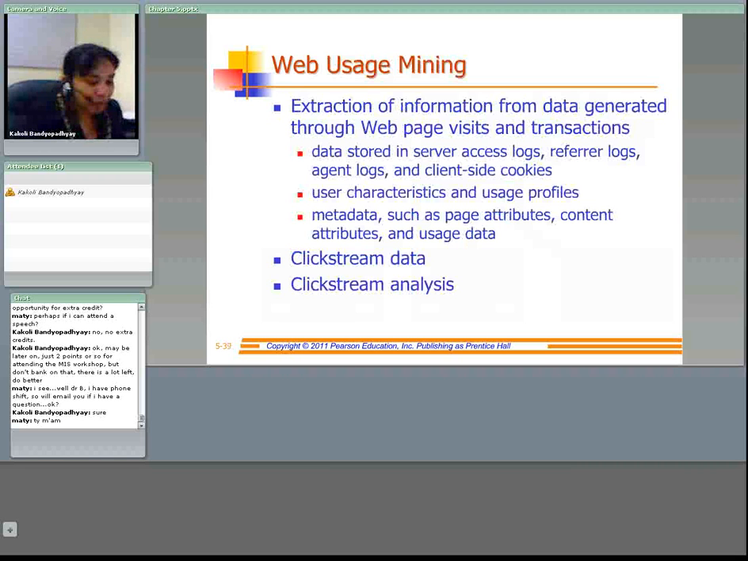Remember, we were talking about the three types of data that are generated through web page visits. One is logs. Another is user profiles. You get to see information from the user profiles, and also metadata such as usage data, page attributes, etc. Now, lastly, we will talk about clickstream analysis. Clickstream analysis is analysis of the information collected by the web servers. It can help us better understand user behavior.